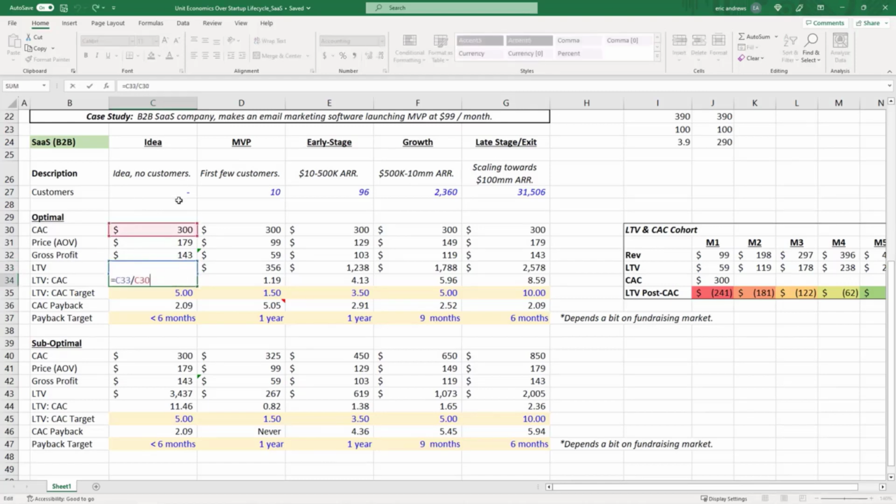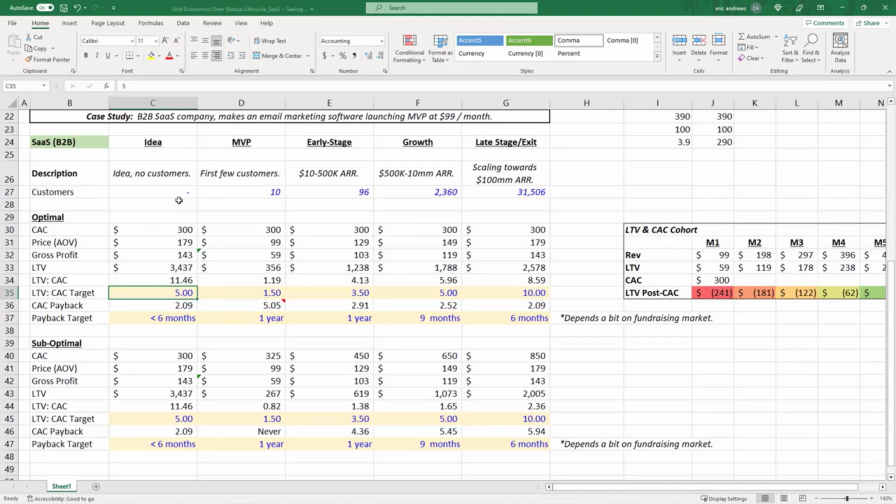The LTV to CAC ratio is we make $3,400. We only spent $300 to acquire that customer. So we actually make 11 times our CAC. Our LTV to CAC ratio is 11. And I'm saying that an LTV to CAC target at a minimum should be 5 for a SaaS company, and 5 to 10 is ideal, and best-in-class companies can even have an LTV to CAC ratio more than 10.